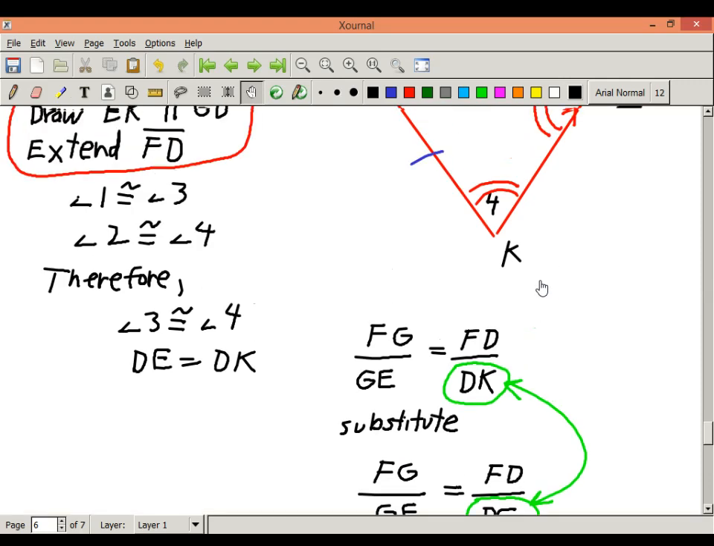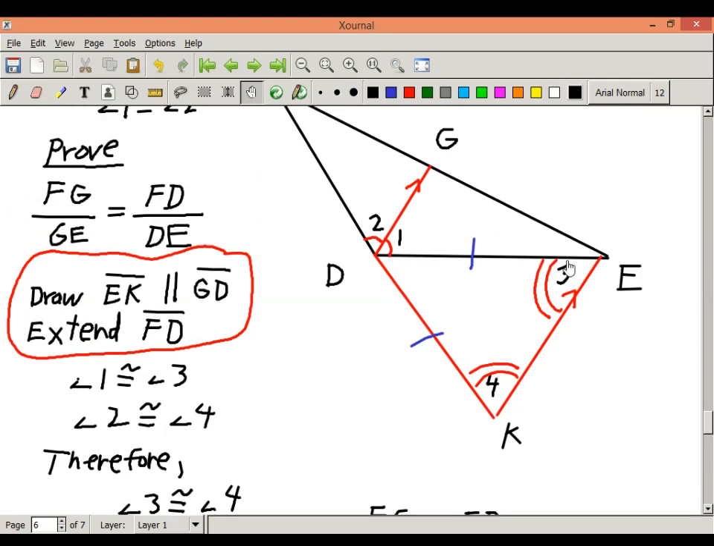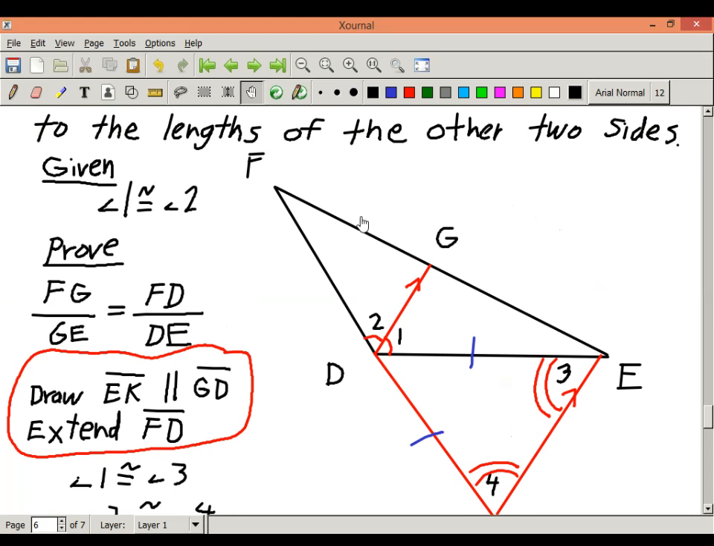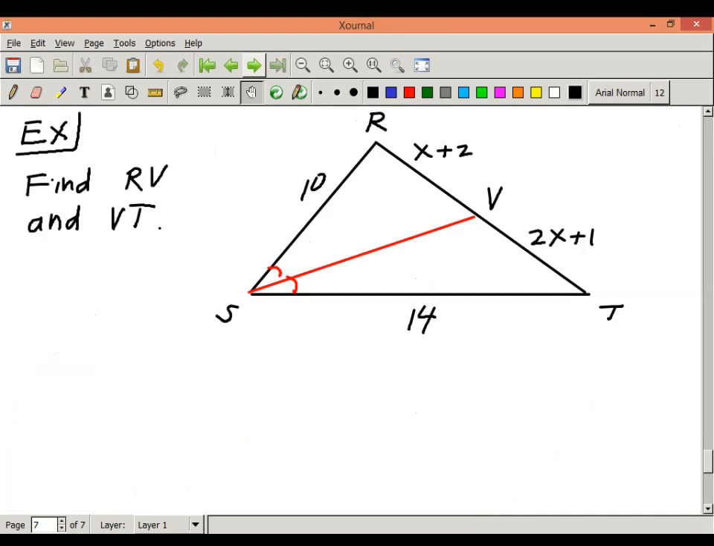So if we look back at the drawing, I'll repeat that. FG divided by GE, these two pieces of the side opposite the angle that got bisected, is equal to FD divided by DE. So that's the other two sides of the triangle. Okay, we'll do an example with that theorem, and then wrap it up. But again, it's just like before. The problem is not as bad as the theorem.